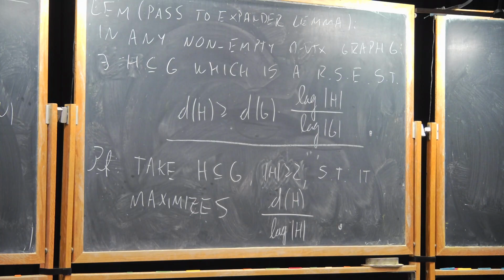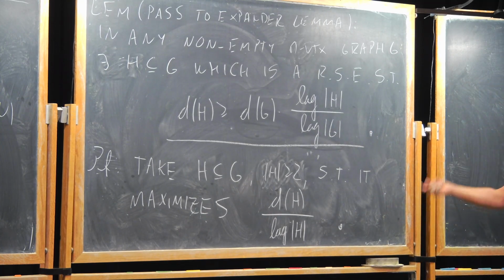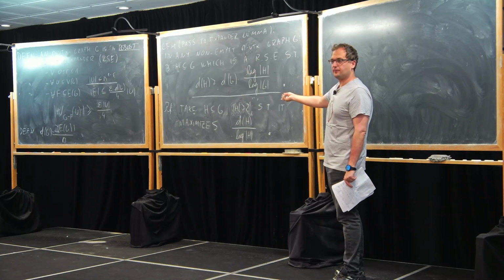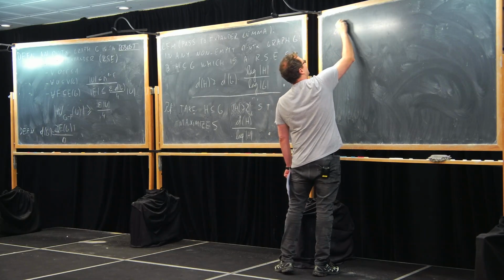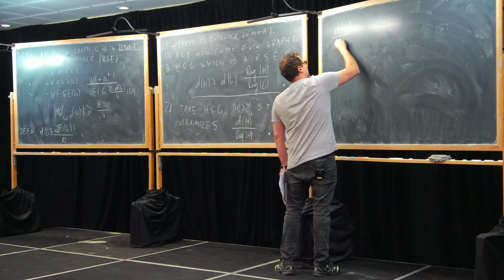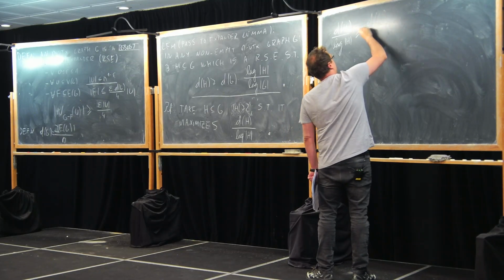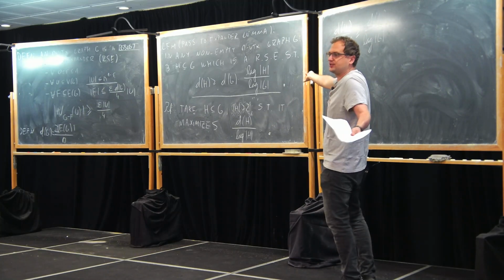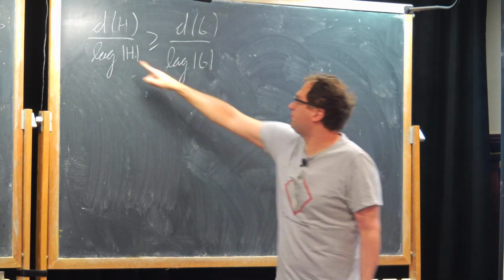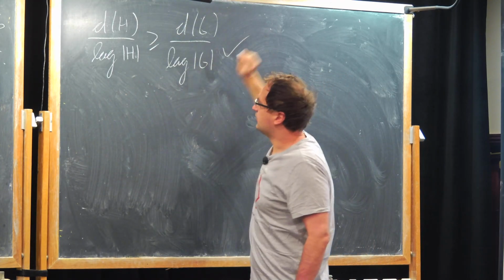Very good. So now let's see, one property that this gives you is immediate, and this is this one. Why? Because we can compare H to G. We know that d of H divided by log of the number of vertices of H is at least d of G, because G was a perfectly valid choice for our sublinear expander. And if you move that log of H, you precisely get the degree guarantee. So this bit we're happy with.